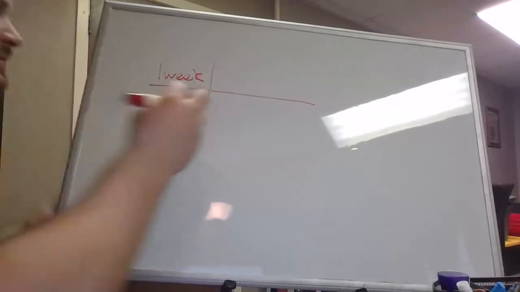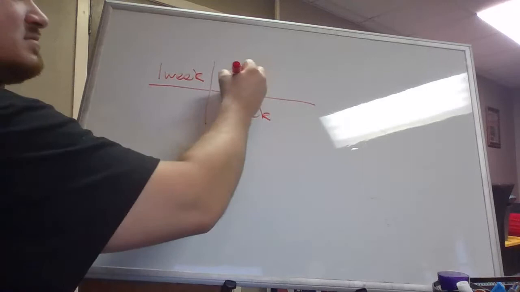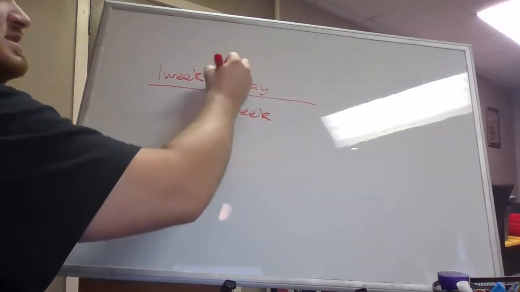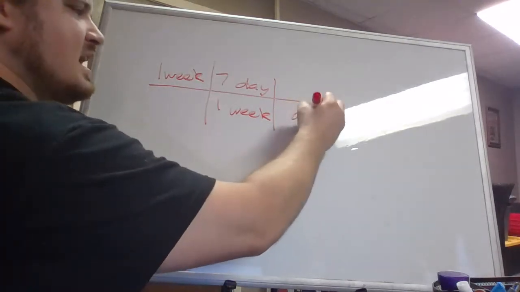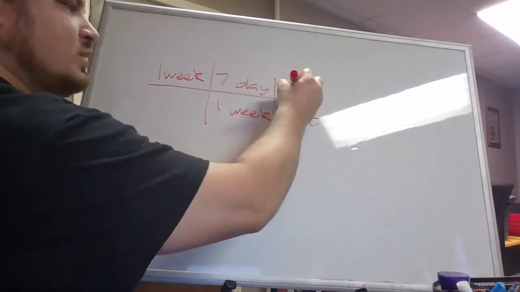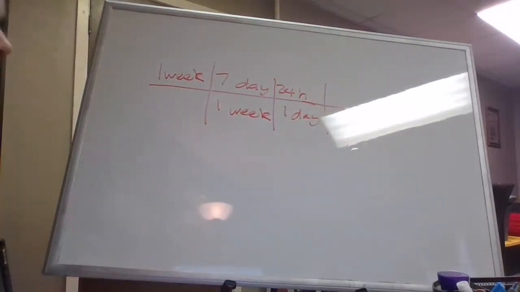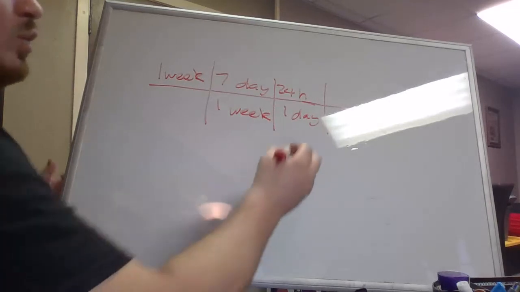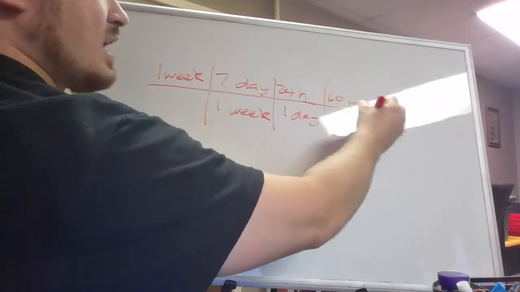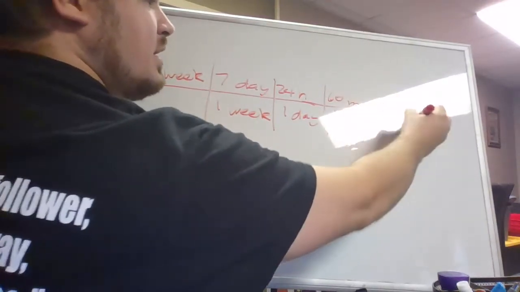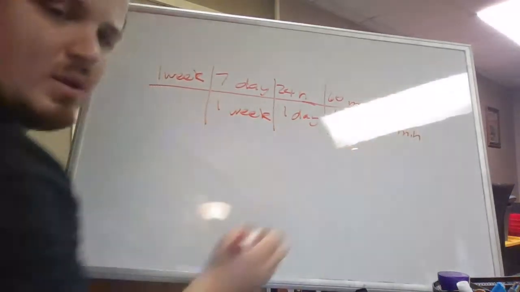Well, we can turn a week into days because there are 7 days in 1 week. What can we turn day into? We can turn day into hour. There are 24 hours in 1 day. And then what can we do next? We're trying to go all the way to second. We can then turn hours into minutes. There are 60 minutes in 1 hour. And then lastly, we can turn minutes into seconds because there are 60 seconds in 1 minute.